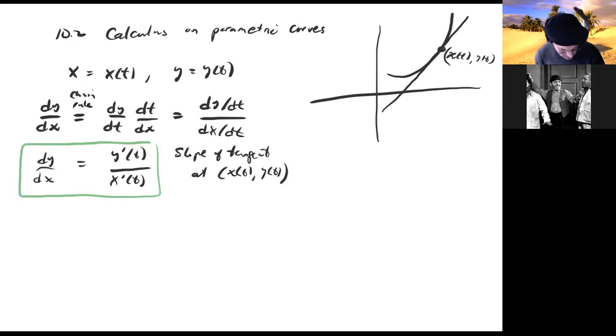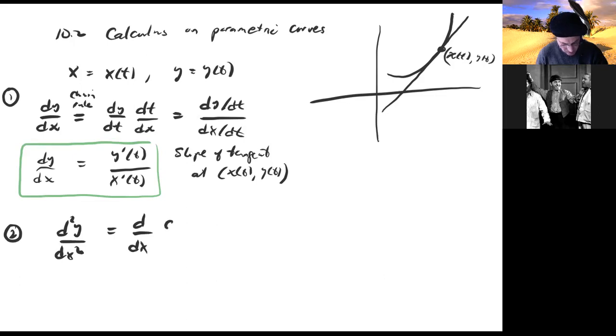Okay, so that's part one of what I wanted to say about slope. I also want to talk about the second derivative. Remember, the second derivative tells you about concavity. Well, what is the second derivative going to be? It's d squared y over dx squared. And that's the derivative with respect to x of the first derivative, dy/dx.